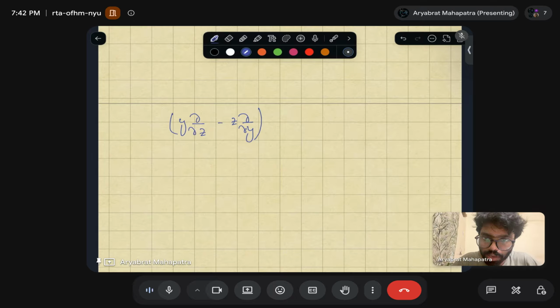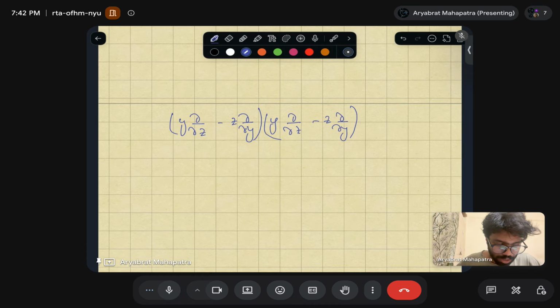So let's say we are looking only at the Lx square part. On the left hand side I have to calculate L square, which is basically L dot L. So all three components will be squared: Lx square, Ly square, Lz square. The first component will be ypz minus zpy whole square, plus zpx minus xpz whole square, plus xpy minus ypx whole square.